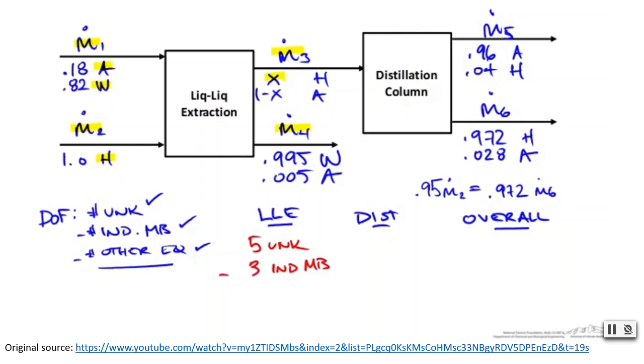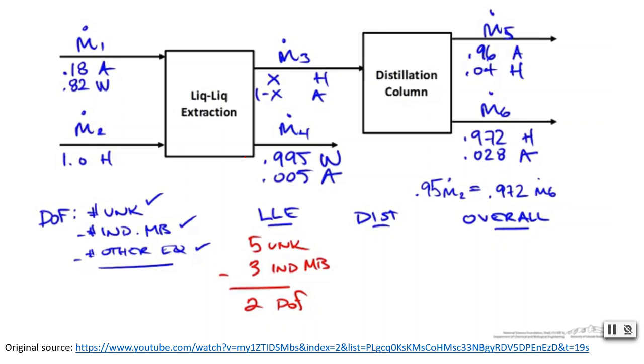We also don't have any other information that relates any of the variables in the extraction column. So, without any other information, 5 minus 3 gives us 2 degrees of freedom. We're short on the equations that describe these variables. Hopefully we can find another system where we have more information specified. Next, let's take a look at the distillation column.